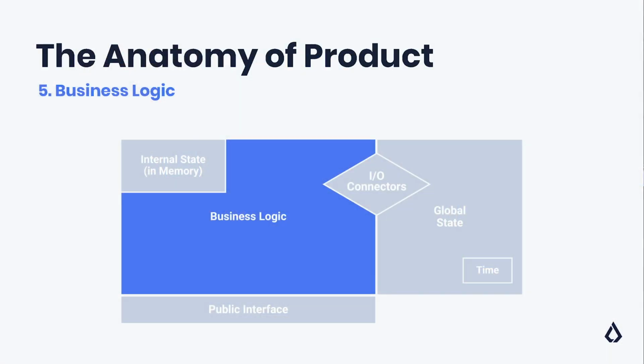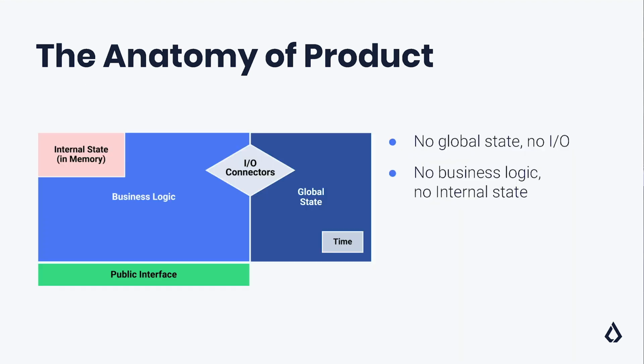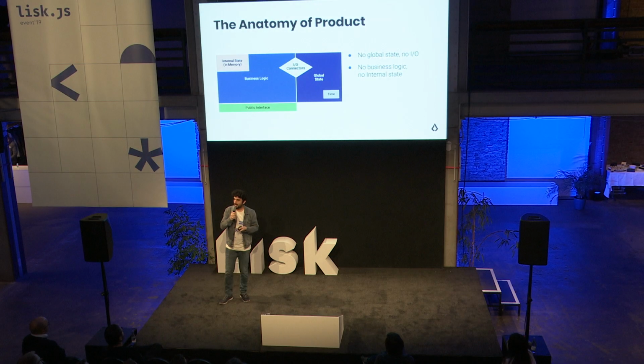And lastly, business logic. Business logic is the algorithm that solves the business requirement by basically using all these components, if-else statements and function calls. And altogether, when they come together, they create the product. Some of these components are optional. For instance, if you don't have global state, then you don't need I/O connectors. And if you don't have business logic, then you don't have internal state.